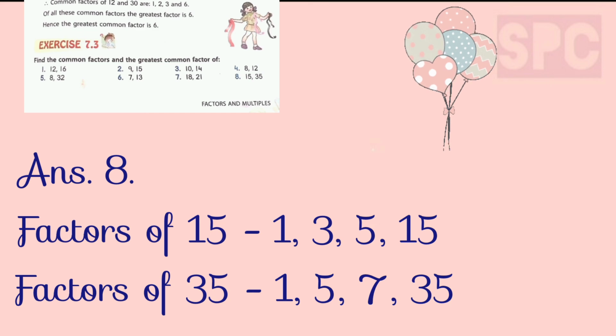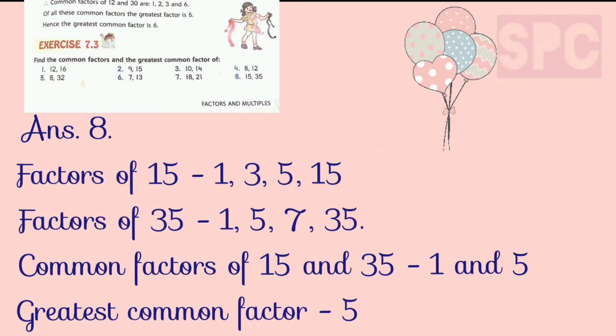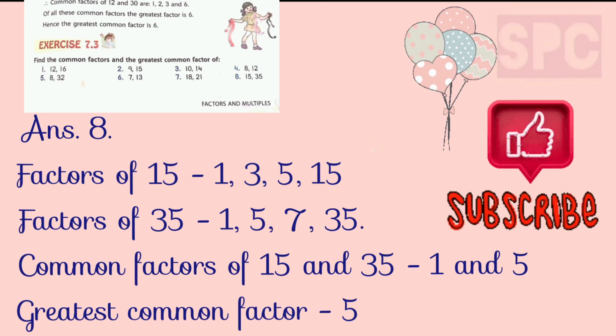Now you can see that 1 and 5 are the common factors of 15 and 35, out of which 5 is the greatest common factor. So in this way we have solved exercise 7.3. Hope how to find factors, common factors and greatest common factor for the given set of numbers is clear to all of you.